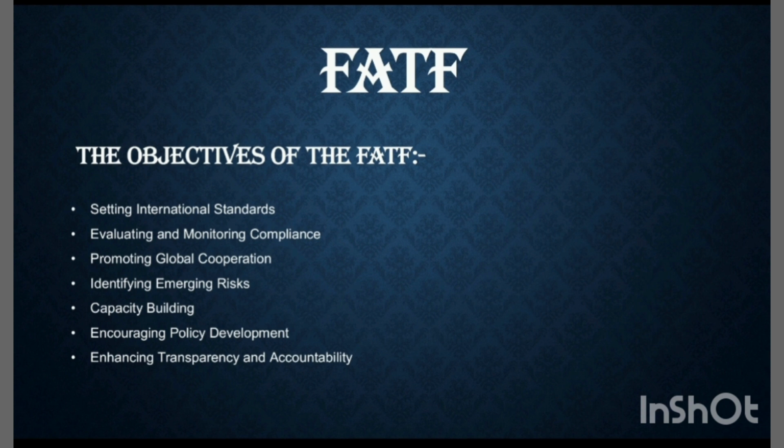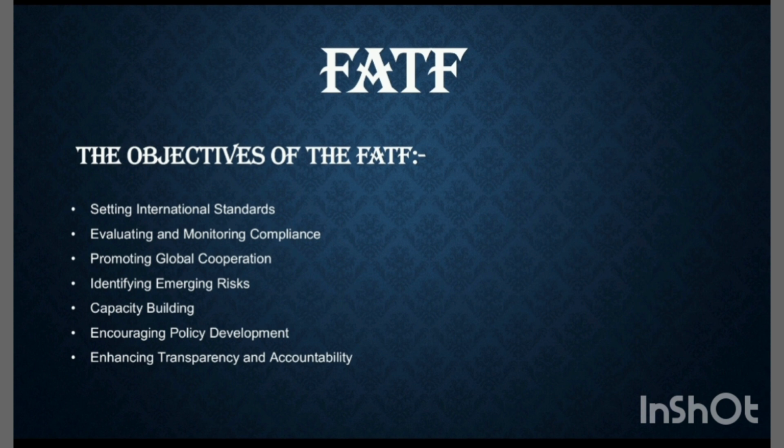Capacity building. Another objective of the FATF is to support capacity building in member and non-member countries by providing training, technical assistance, and best practices. This helps countries improve their AML CFT frameworks, enhance regulatory compliance, and strengthen law enforcement capabilities.